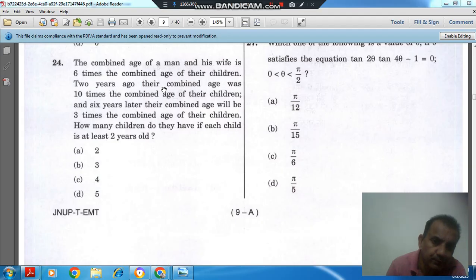2 years ago, their combined age was 10 times the combined age of their children. And 6 years later their combined age will be 3 times the combined age of their children. How many children do they have if each child is at least 2 years old? Option A 2, option B 3, option C 4, and option D 5.